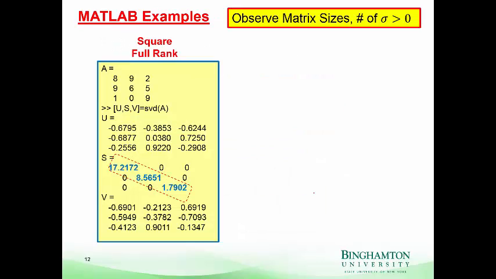So here's some MATLAB examples. We're going to use the full version, not the economy version. If you want to see the two flavors of economy, with the zero and with the text econ, try out these examples on that and compare and contrast and see if you can puzzle it out. But here we've got a square matrix, and I've created one that's full rank.